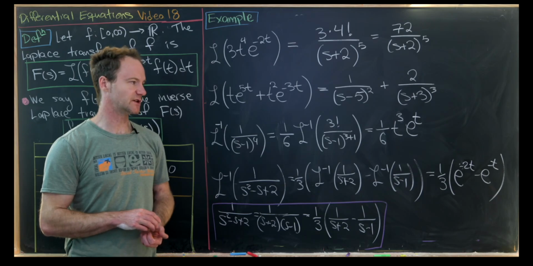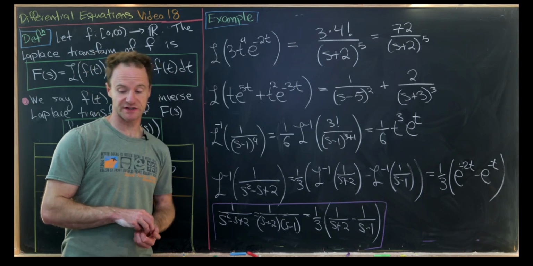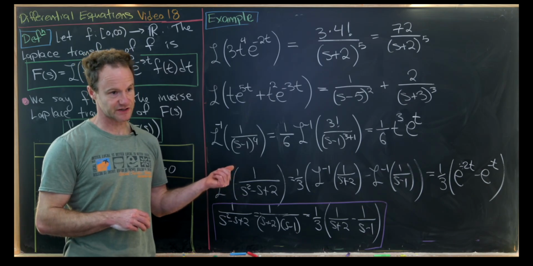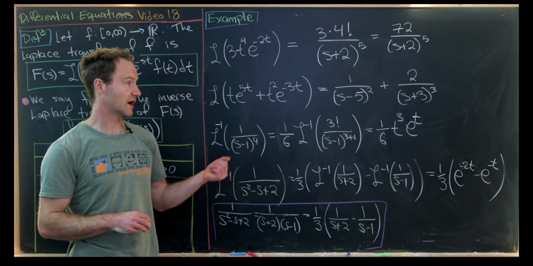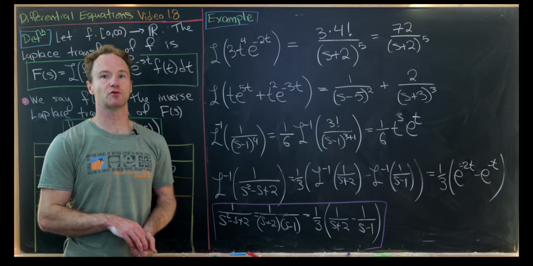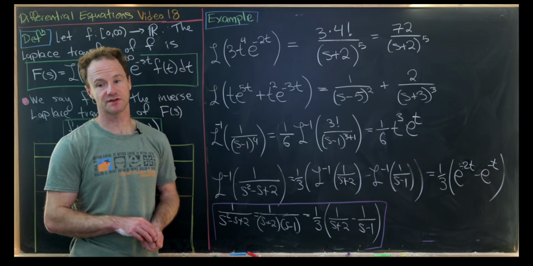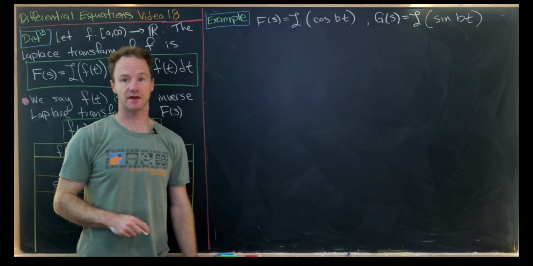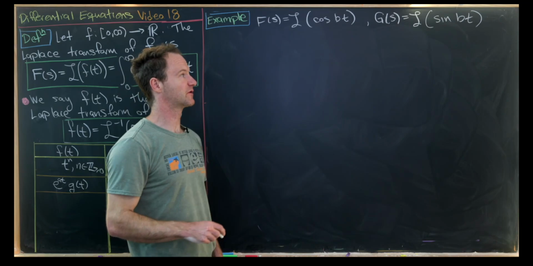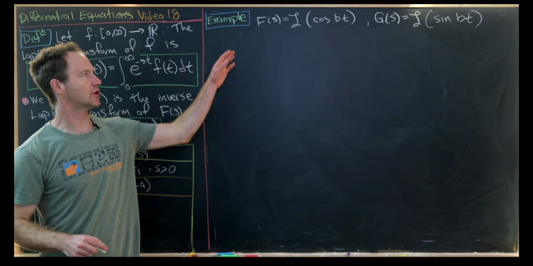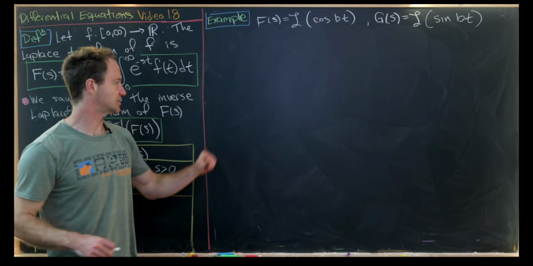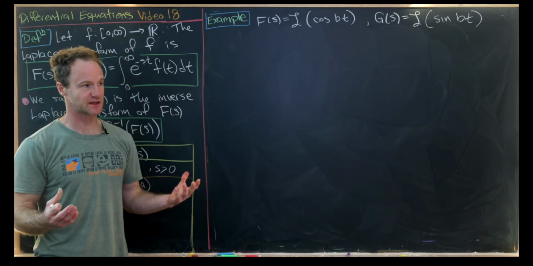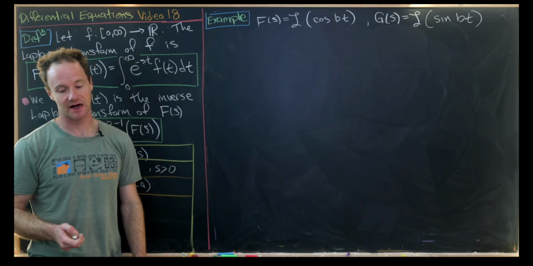Okay, so that's good. We've got a couple of examples of Laplace transforms and inverse Laplace transforms for polynomial functions and also for exponential functions. Well, now let's explore what happens with trigonometric functions. Next up, we want to calculate the Laplace transform of cosine bt and the Laplace transform of sine bt, which we'll denote by capital F of s and capital G of s. And here we're going to use a nice trick that calculates both of these Laplace transforms at the same time.